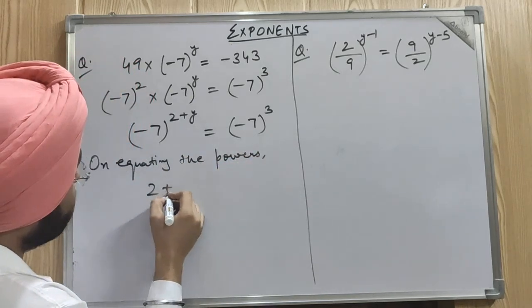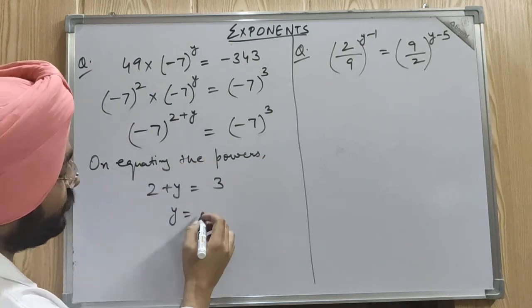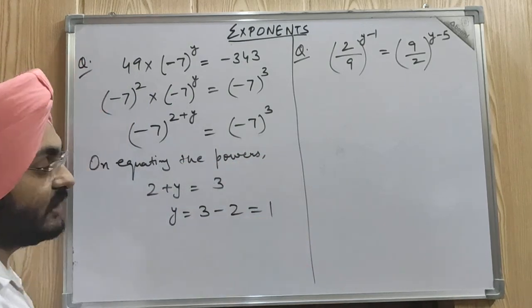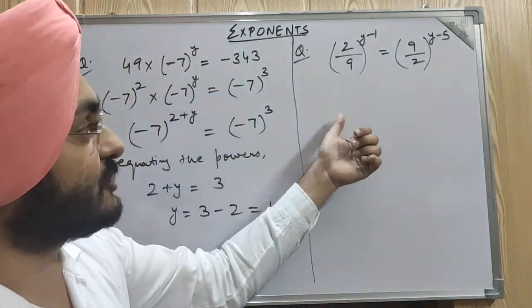So can't I say 2 plus y will be equal to 3 here? Okay, if I am shifting this 2 to the other side, y will be equal to what? 3 minus 2, that will be equal to 1 here. So coming to the next question here.